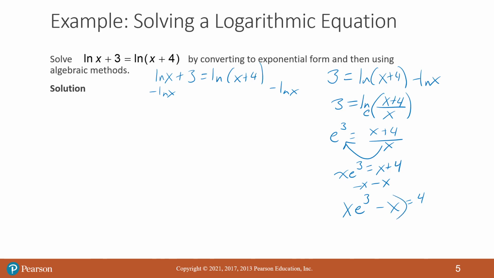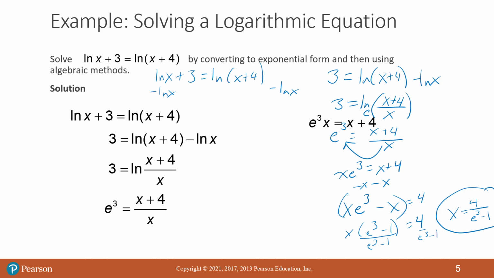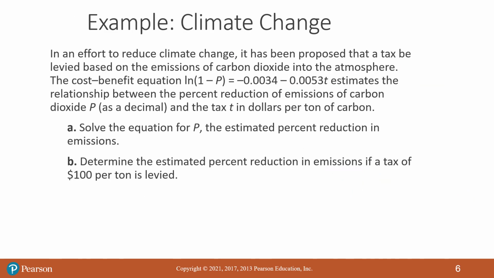I'm going to pull an x out of here, and that's going to leave me with x times (e to the third minus 1) equals 4. I'm going to divide both sides by e to the third minus 1, so that my final answer is x equals 4 over (e to the third minus 1). Like I said, not the only way, but the way that I would do it. And as you could tell, it works its way through over here as well with the actual slides on the PowerPoint. Now let's look at a word problem.